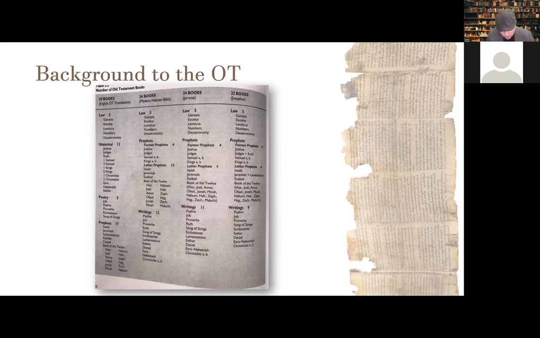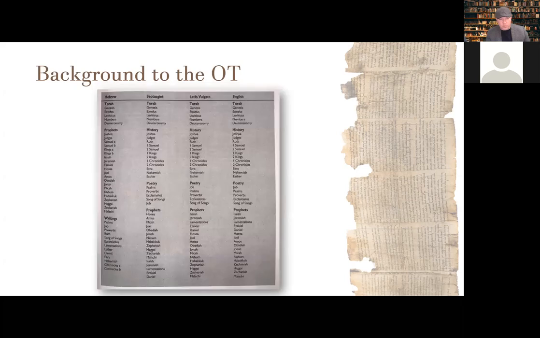Ezra, Nehemiah, and Chronicles is 1 book instead of 2. It's still the same story, but how they're understanding their arrangement is just a little different. This right here gives you the exact arrangement. Instead of talking about the numbers, it's telling you the arrangement of the books.